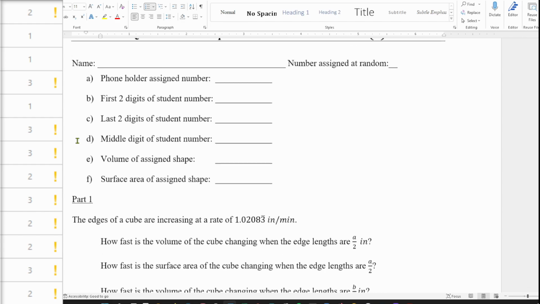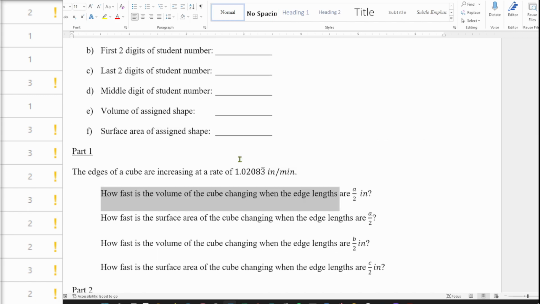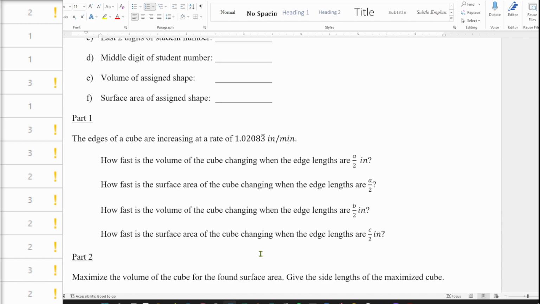Now, for the cube, you have how fast is the volume of the cube changing when the edge lengths are a over 2. So if I come here and I'm number 1, a over 2, I would be 1 over 2, so it's 1/2. If I'm number 12, it's 12 over 2, which is 6. So at 6 inches, if I'm the 12th person on the seating chart, how fast is the volume of the cube changing? How fast is the surface area of the cube changing when the edge lengths are a over 2?